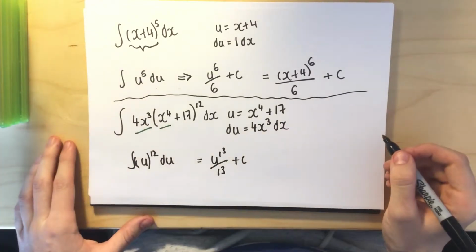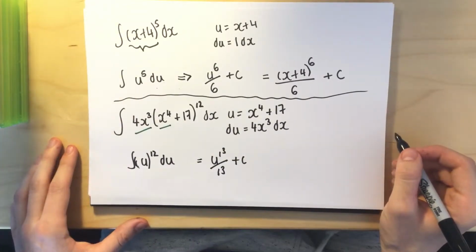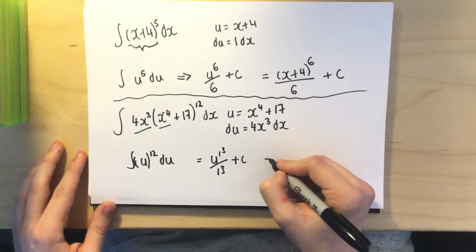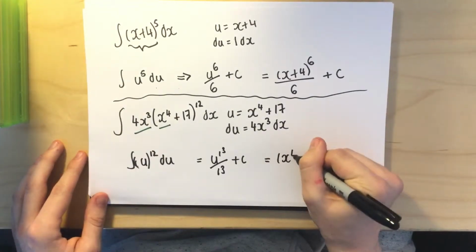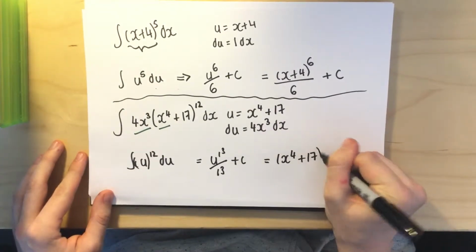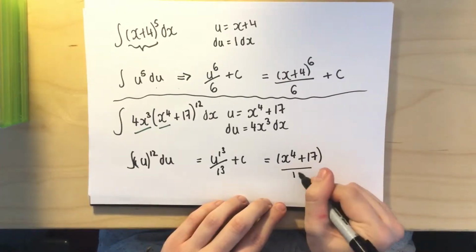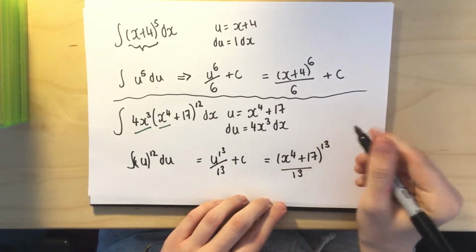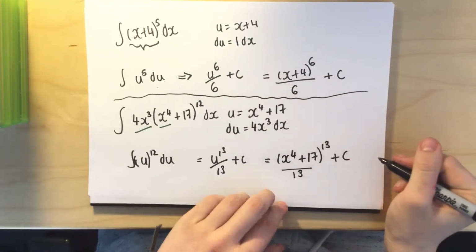Again, not quite finished there yet. We just need to substitute what was our u back into our equation. So overall becomes x to the power 4 plus 17 all over 13 and raised to the power of 13 plus our constant of integration c.